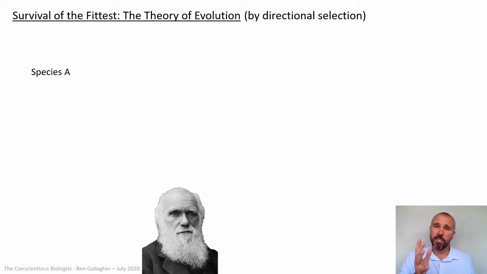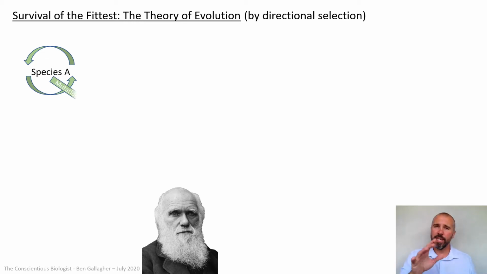Now that means species A is always going to prefer to breed with other members of species A to maintain species A and have little species A babies and keep species A going and going and going. So this is called stabilizing selection. It keeps the species exactly the same over hundreds or thousands of years.